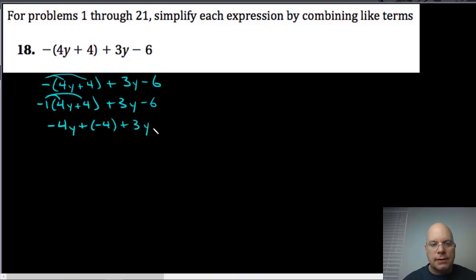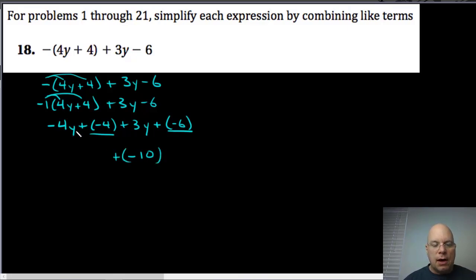plus 3y minus 6, but I'm going to go ahead and use the definition of subtraction and remember that subtracting is the same as adding the opposite. So subtracting 6 is the same as adding the opposite of 6, adding a negative 6, because that's going to allow me to associate now that I have a series of addition, and I can combine these two terms because in both cases I'm counting wholes, ones, and so I have negative 4 and negative 6, that's negative 10.